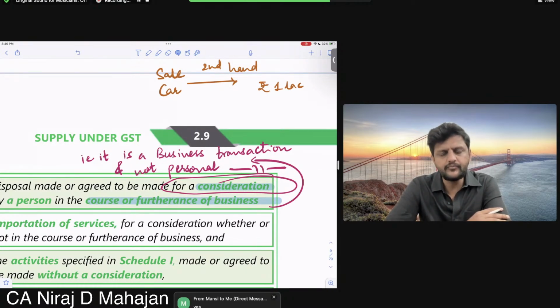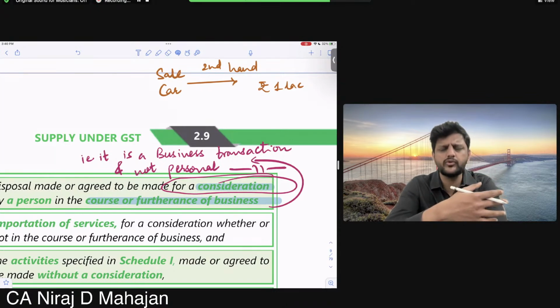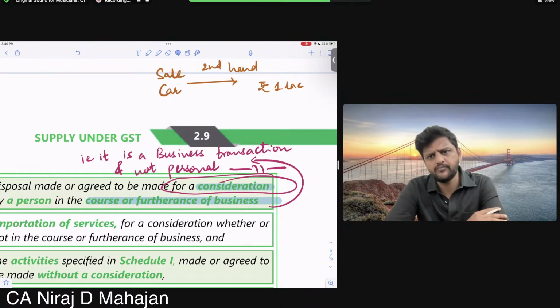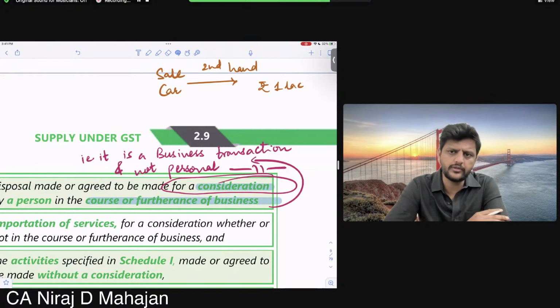Sure? So can I call a showroom dealer's sale of a car, new car or second hand car also, that is the course or furtherance of business? Furtherance of business means you are taking the business further ahead. That's what is called furtherance of business. Understood or no? Okay? Everyone okay till here?